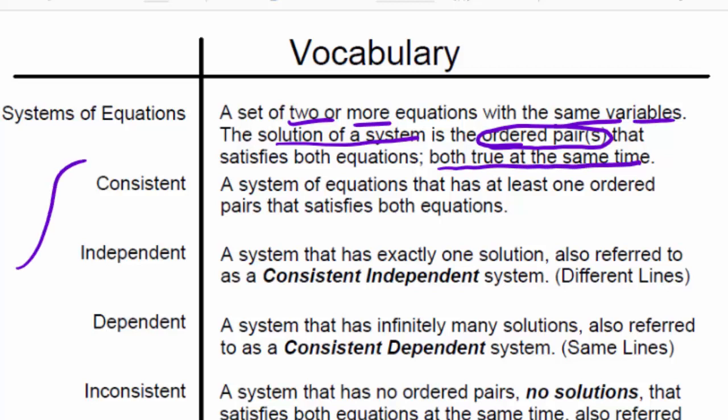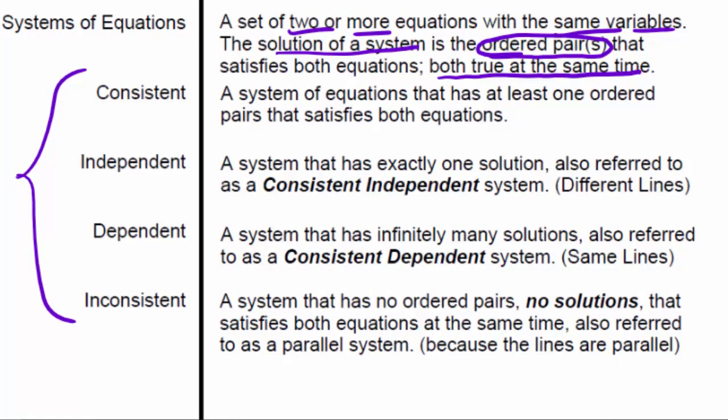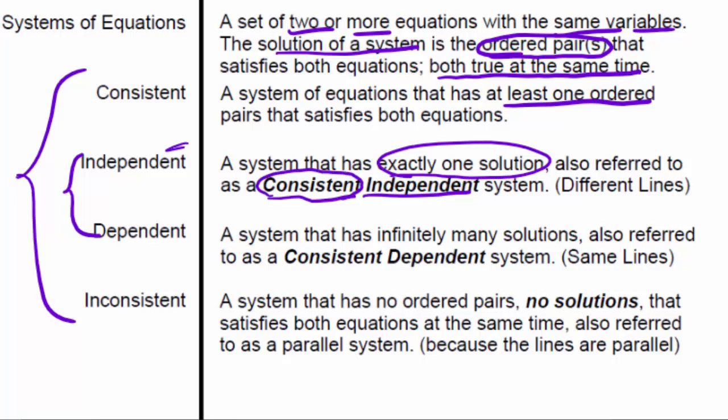Now, over here we have a list of the different types of systems. The first one is just a general one. It's called a consistent system. It just means it has at least one ordered pair that satisfies the equations. So anything that has a solution is called consistent. Now, consistent is broken down into 2 further types, independent and dependent. Independent is a system that has exactly one solution. Independent means by itself, so one solution. We also refer to that as a consistent independent. Consistent because it has at least one, and independent because it has only one.